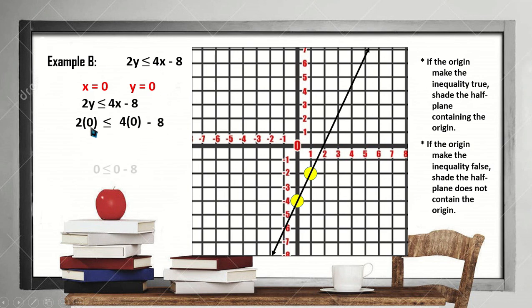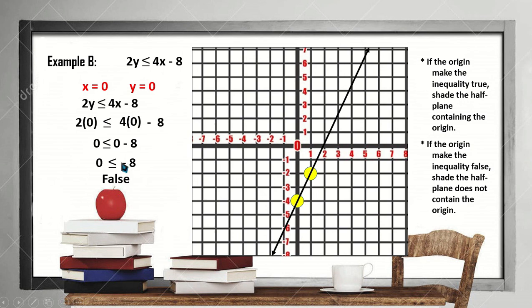So, 2 times 0, we have 0. 4 times 0, we have 0. So, copyhin natin. So, 0 is less than or equal to negative 8. Tama ba? False. Bakit? Kasi mas mataas si 0 sa lahat ng negative number. Kasi negative 2 eh. Diba?